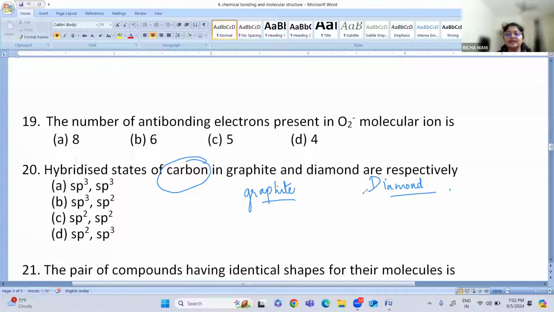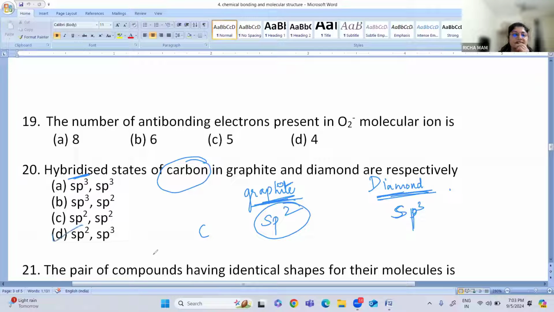Graphite and diamond are allotropes of carbon. When you study graphite and diamond in detail, we are going to study something called hybridization, which is the mixing of orbitals. So sp2 is the hybridization of graphite and sp3 is the hybridization of diamond. In graphite, the carbon-carbon bonds are arranged in sp2 hybridization, and in diamond, the carbons are arranged in sp3 hybridization.